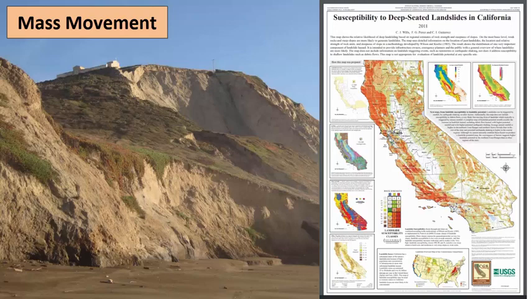In the state of California, mass movements cause the greatest financial and human impact of any natural disaster. It's a good idea to pay attention to the stability of hillsides when building structures, communities, and hiking trails.